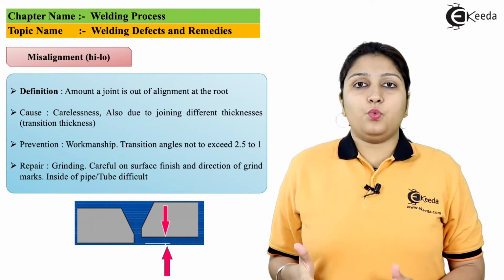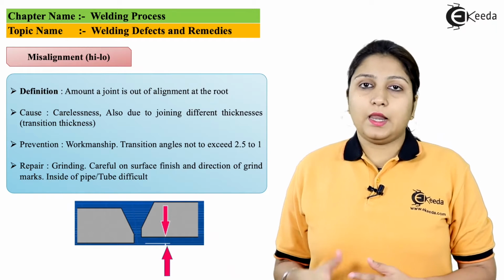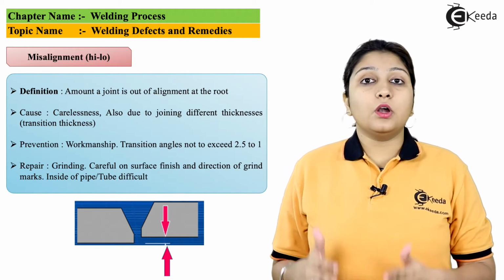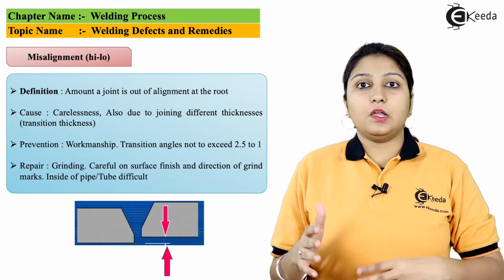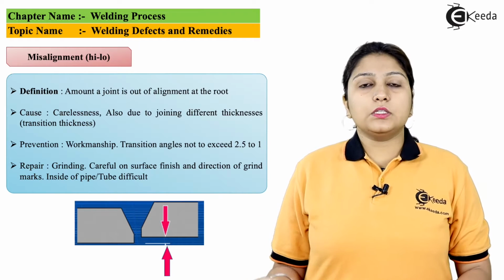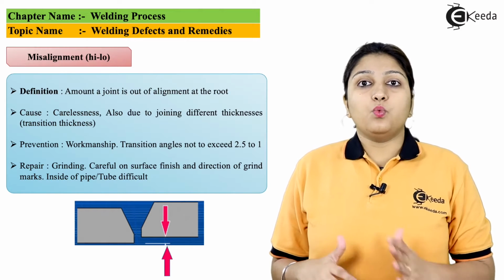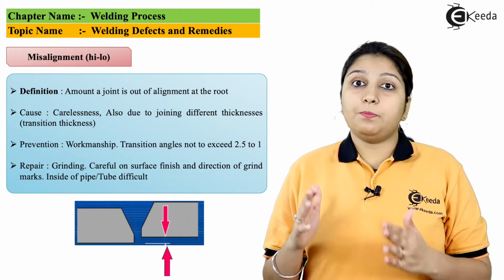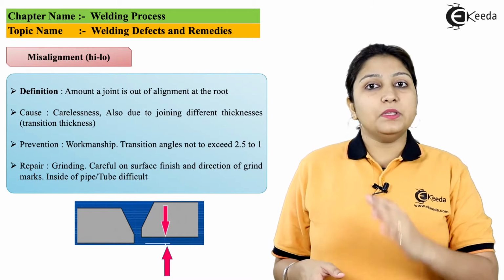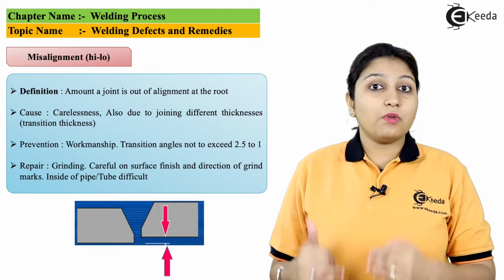The first flaw I'm talking about is misalignment. In the diagram you can see there are two work pieces which are not kept in a proper position, they are not aligned properly. That's why misalignment occurs. In this case the worker has to be careful while placing the material before welding. So the repair for misalignment is that the worker should be very careful.